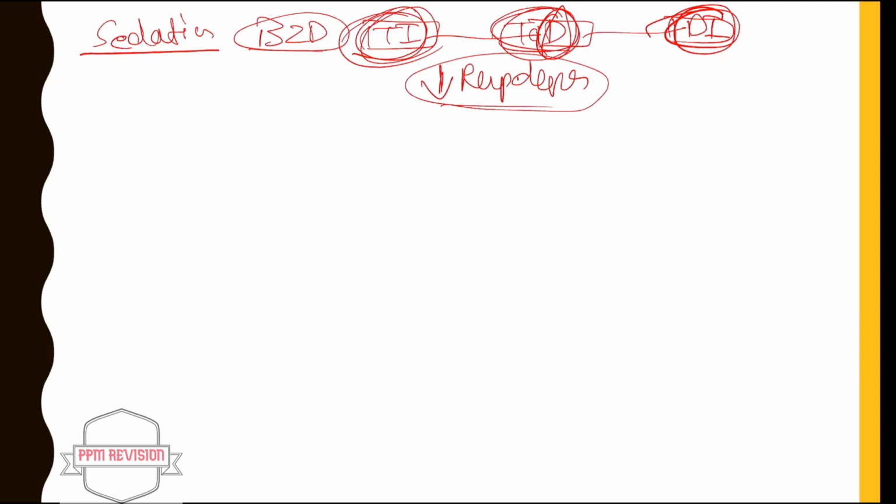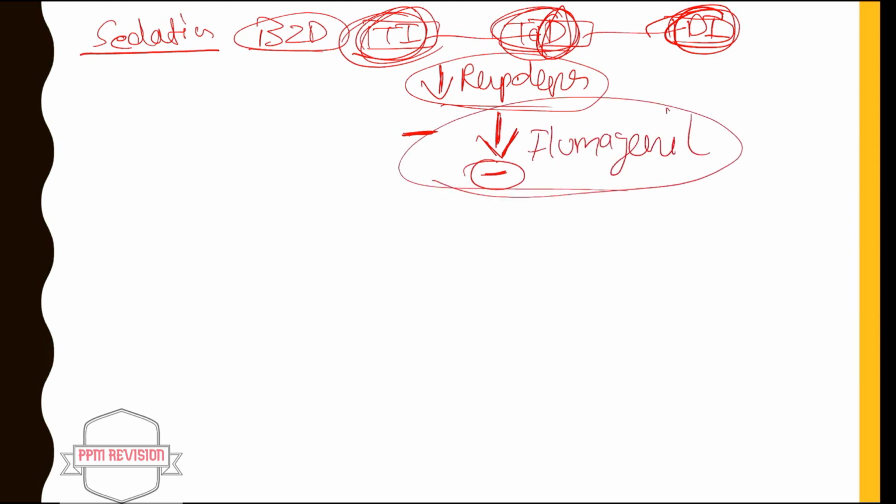Now moving ahead, there should be an antagonist. Put this minus with a circle. Okay, so there is an antagonist. What is that antagonist? It is flumazenil. Okay, so that is also done. So this is completely done.